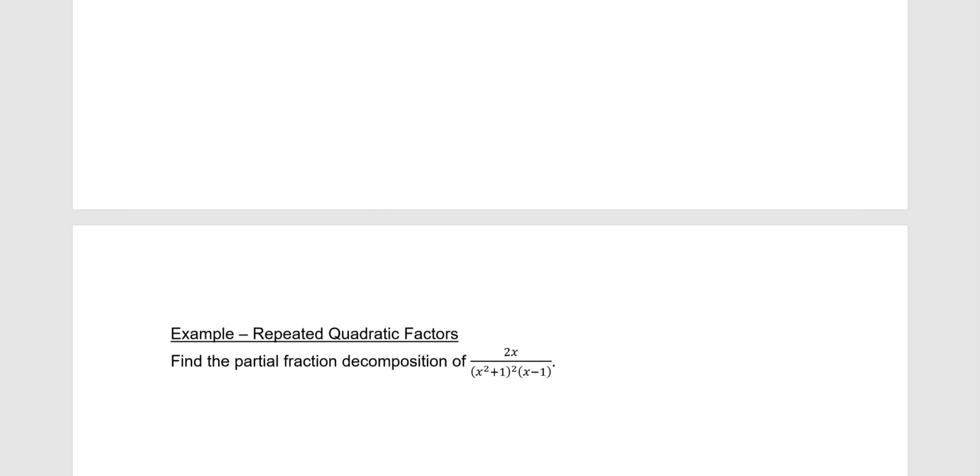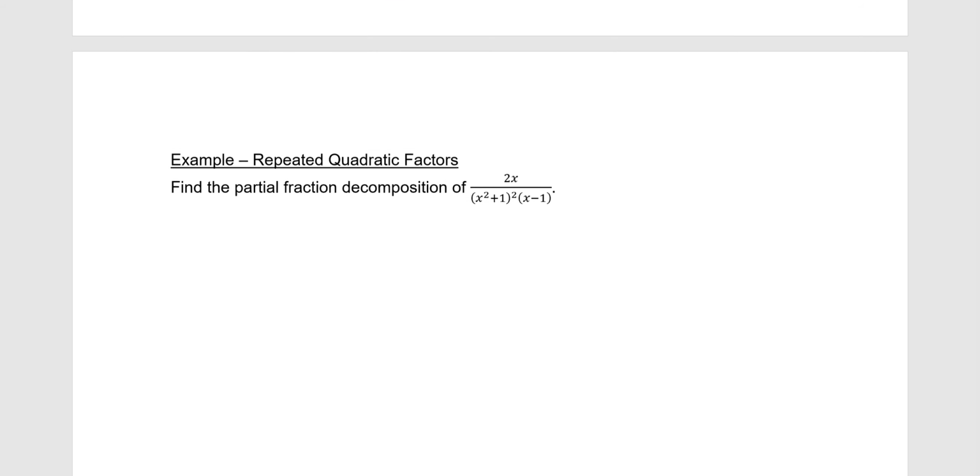Now let's do one more, and this one's going to be repeated quadratic factors. So far we've done just linear factors, repeated linear factors, and a mix of linear and quadratic factors. Now we're going to do repeated quadratic factors with also a linear one in there. First we recognize that the degree of the numerator is less than the degree of the denominator, so we don't need to divide. Also, the denominator is completely factored, so we don't need to worry about factoring.